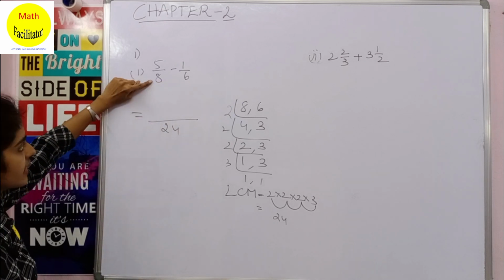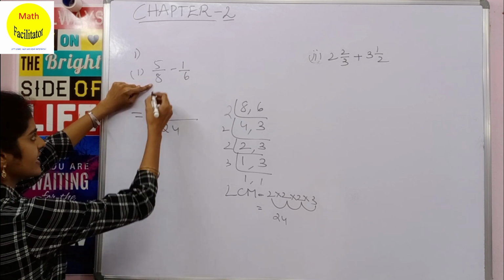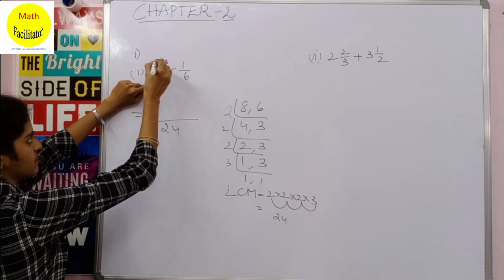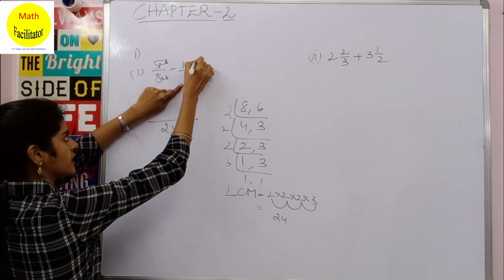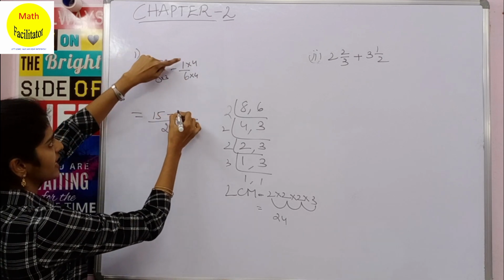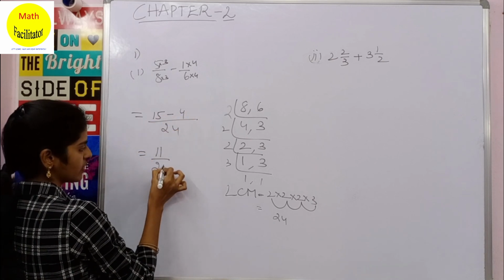Now here you have to equate the denominator to this LCM. You know that 8 3s are 24, so you will multiply the numerator also with 3. Clear? And here you know that 6 4s are 24, so you will multiply the numerator also with 4. Clear? So now 5 into 3 is 15 minus 1 into 4 is 4. So 15 minus 4 is 11 by 24.